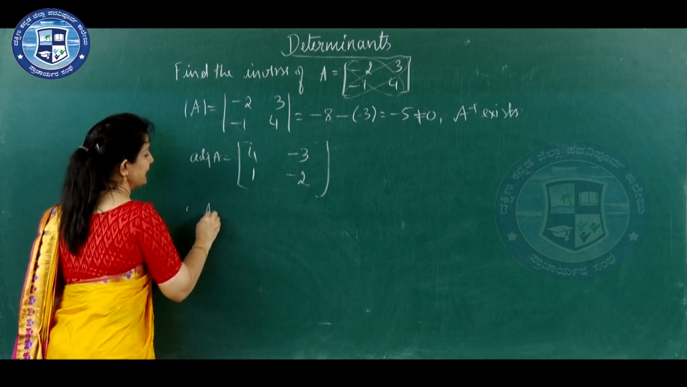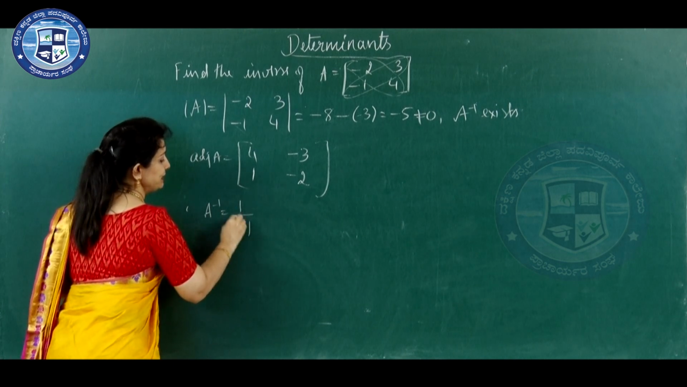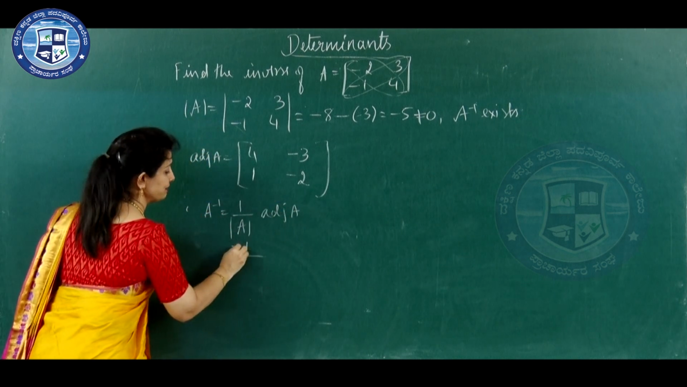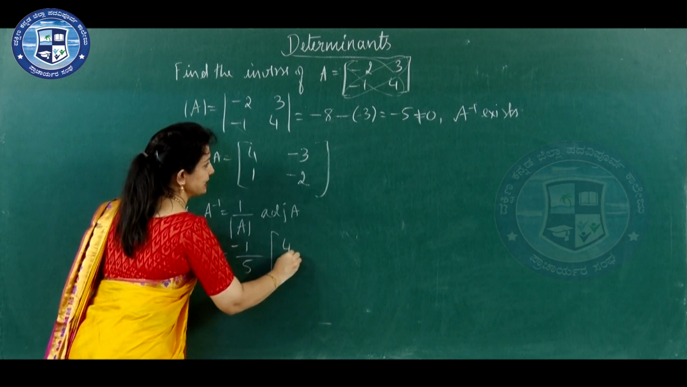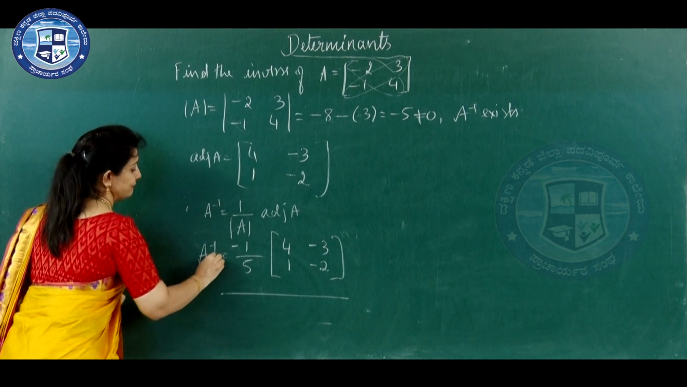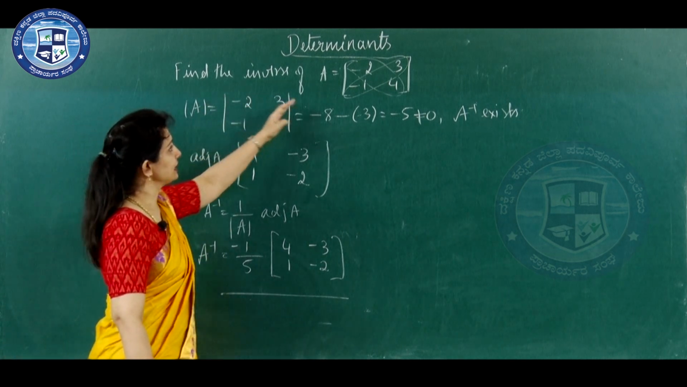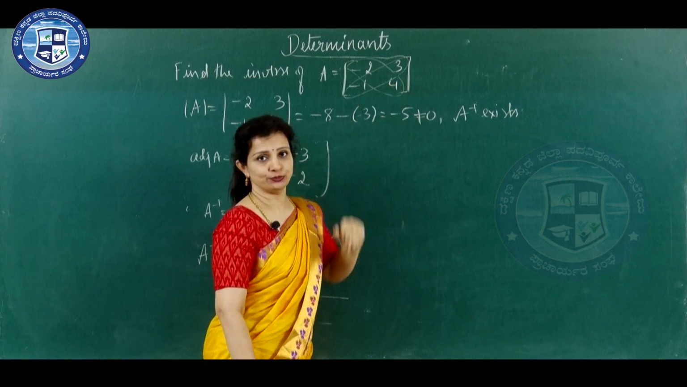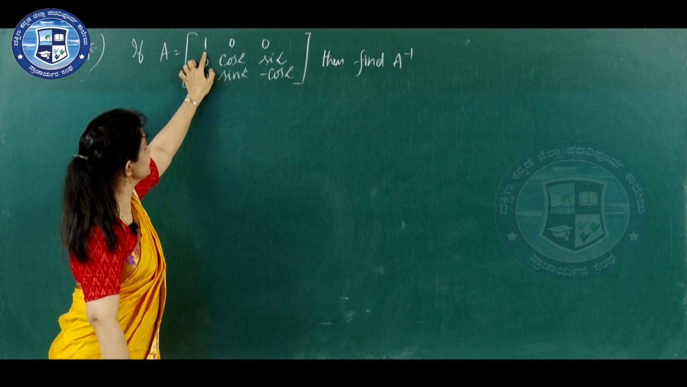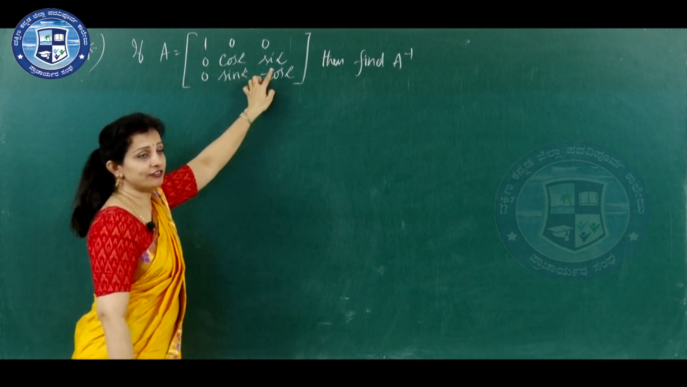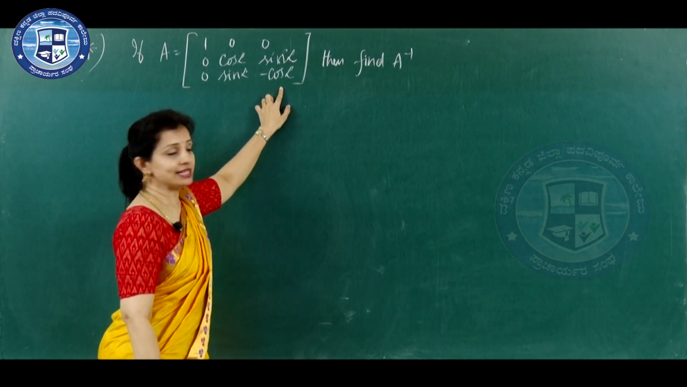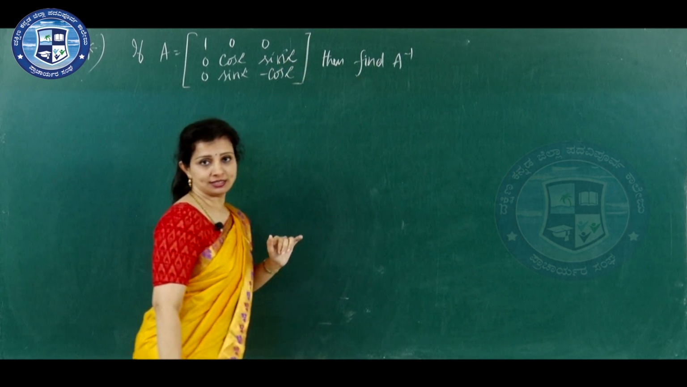Therefore, A inverse is equal to 1 by determinant A into adjoint A, which is 1 by determinant A, that is minus 5, into adjoint A, which is [4, -3; 1, -2]. So it is very simple to find A inverse if a given square matrix is of order 2. Now, if A is a matrix of order 3 cross 3, that is [1, 0, 0; 0, cos alpha, sin alpha; 0, sin alpha, minus cos alpha], then find A inverse.